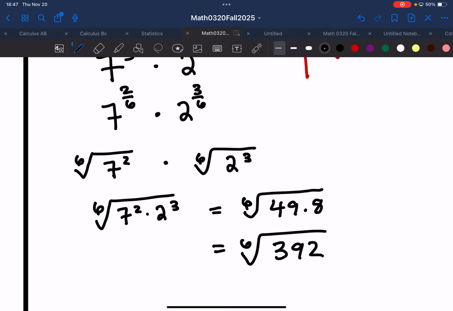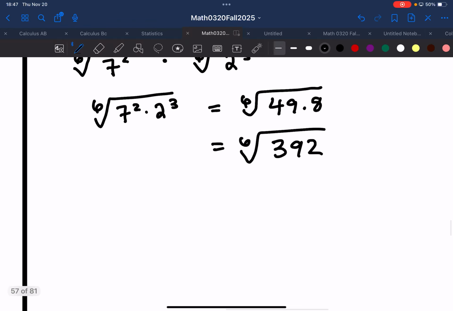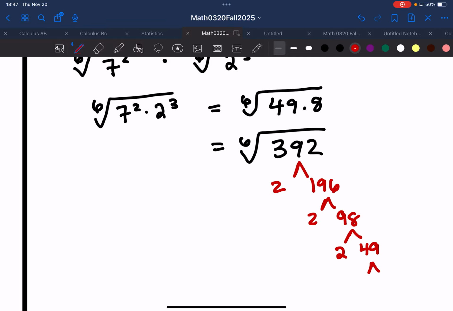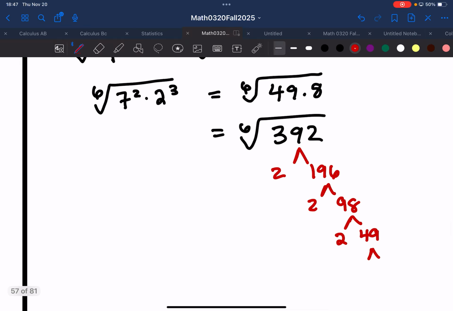And are we done? No. What do we have to try to do? Simplify. Okay, and we simplify how? Prime factor tree, and we always try to start with 2. So you're going to have to help me out. What is 392 divided by 2? 196. Okay, that divided by 2. 98. By 2. Right, that divided by 2. 49. Can I divide by 2? No, I can do 7 times 7.